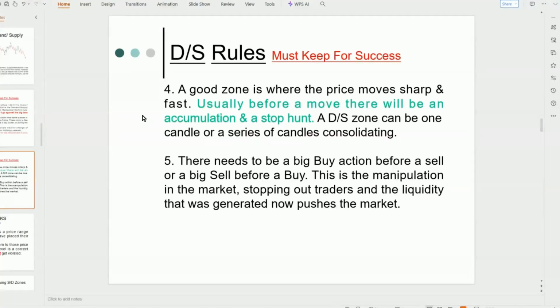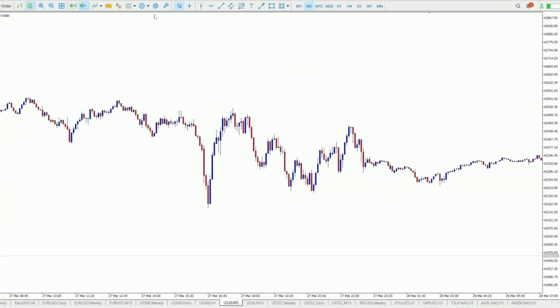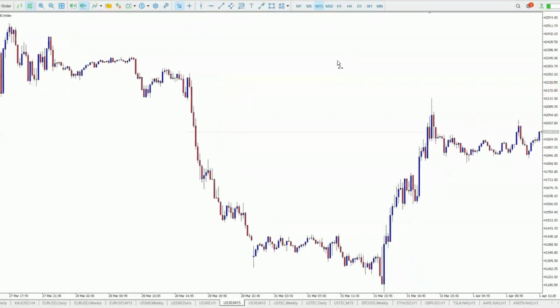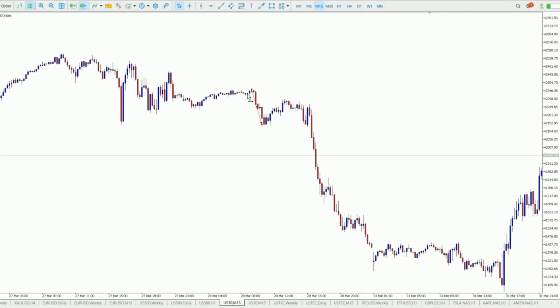4. A good zone is where the price moves sharp and fast. Usually before a move there will be an accumulation and a stop hunt. A demand supply zone can be one candle or a series of candles consolidating. Now this is often seen in the market. What will happen is they'll push down quickly, and let's put this into a 15-minute chart. What will happen here is the market will push up or push down quickly, like here, look. All of a sudden we have a big push down, and then the market starts to go up.